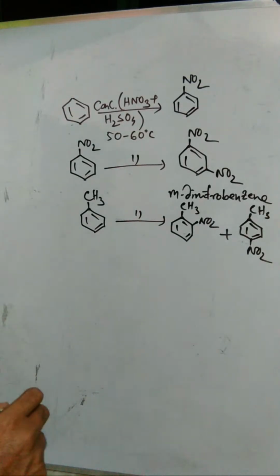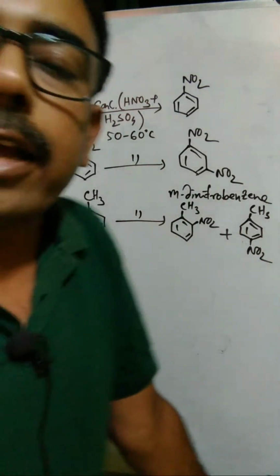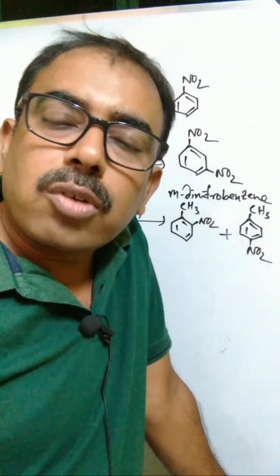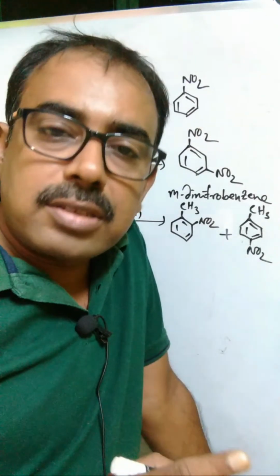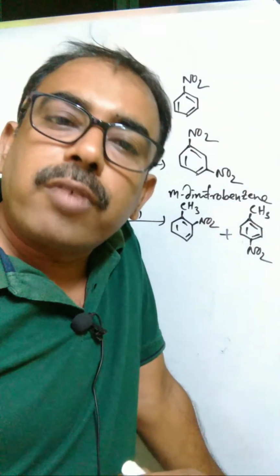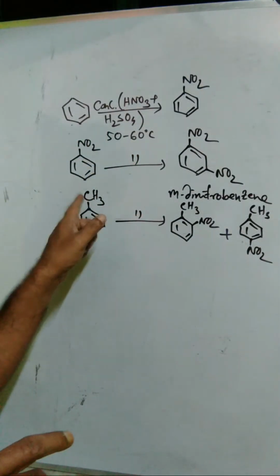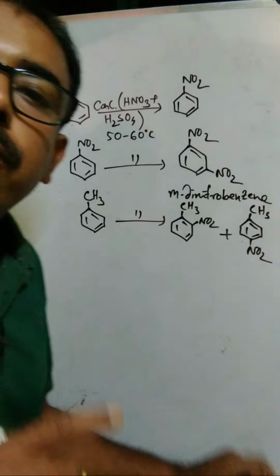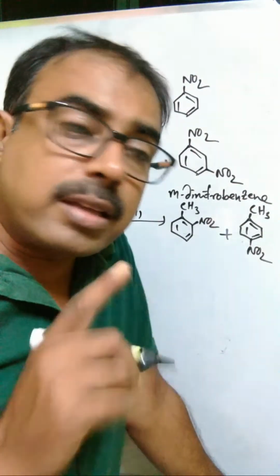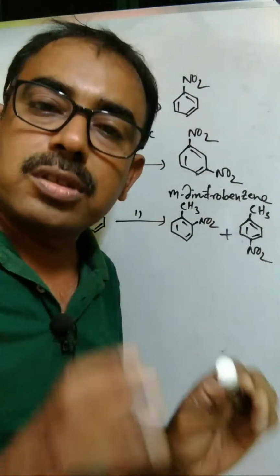Now why does that happen? It depends upon the orientation of the substituent already present in the benzene ring. That substituent directs the incoming electrophile where to come. In the case of CH3, we are seeing that CH3 has the orientation of ortho and para, but NO2 has the orientation of meta. Now why does that happen? To understand this, we need to do some work.